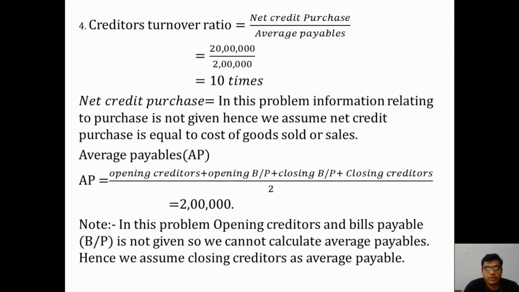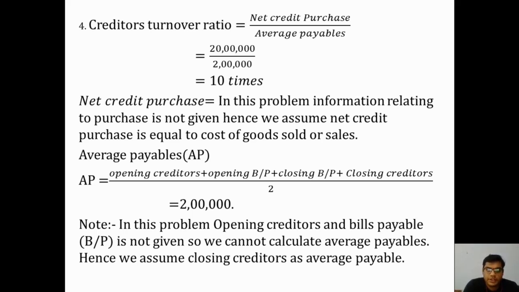So the next ratio is the creditors turnover ratio. The formula for this is net credit purchase divided by average payables. Information relating to purchases is not given in this problem, hence we can assume net credit purchase is equal to cost of goods sold. So the value of cost of goods sold, that is sales minus gross profit, will be 20 lakhs.